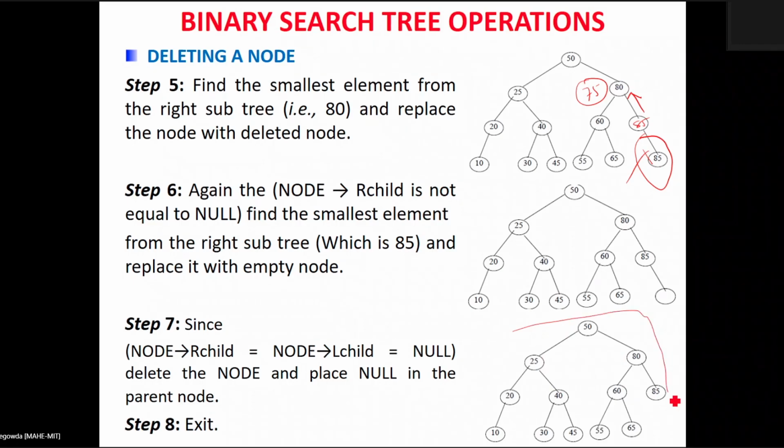If you look at this, this is the resultant binary search tree after deleting the node 75, and it also satisfies all the BST properties.